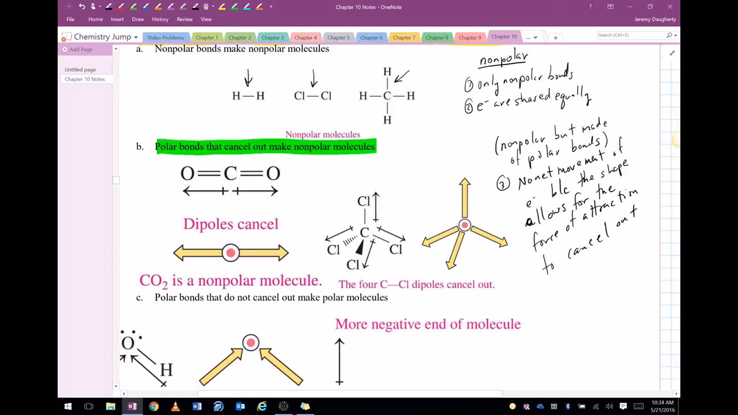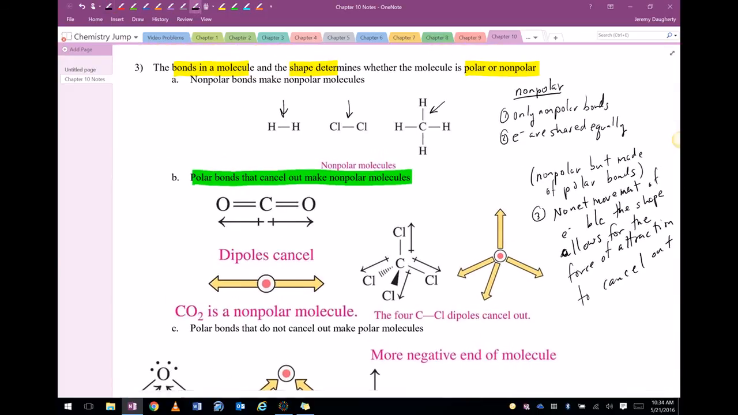Okay, so don't do this to your notes here, but what if I had just C double bond O? If I had just C double bond O, that would be a polar molecule, right? But I don't have just C double bond O. I have C double bond O on both sides.